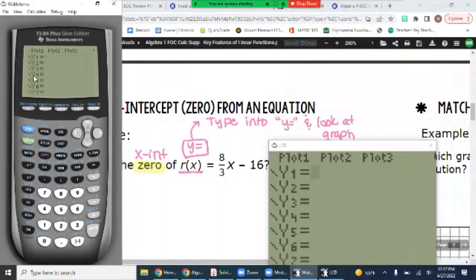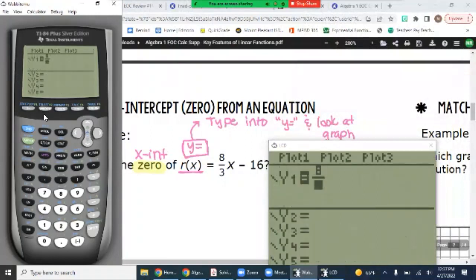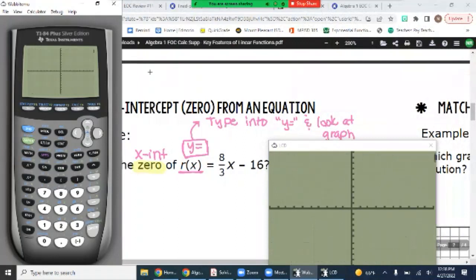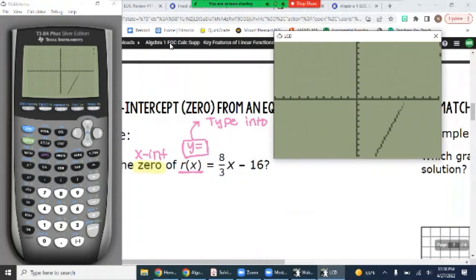So go to y equals, type in your 8/3, alpha y equals 8/3 x minus 16, and I hit graph. You can see the line going through this screen, so you don't have to zoom out, zoom in, anything like that. And instead of having to press second calculate, you can literally count the dots. 1, 2, 3, 4, 5, 6. So what's my answer?